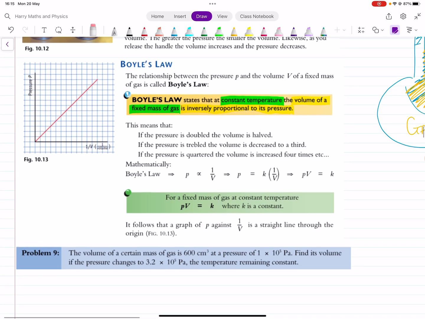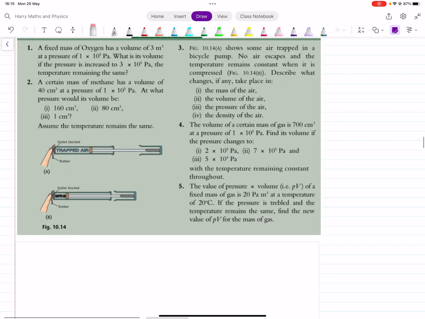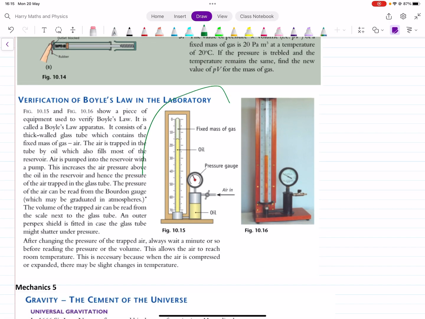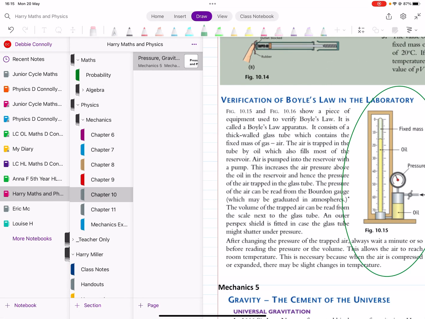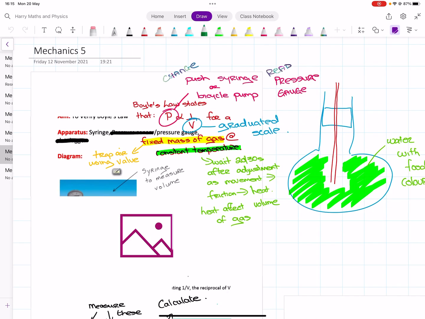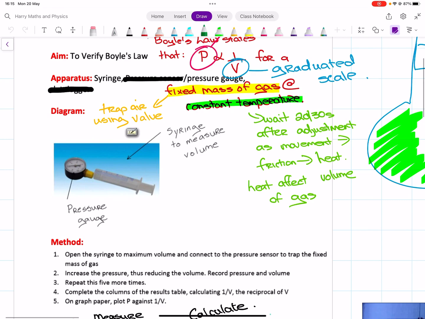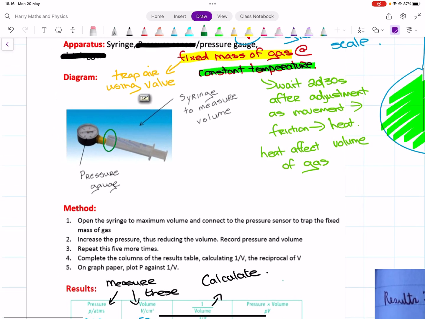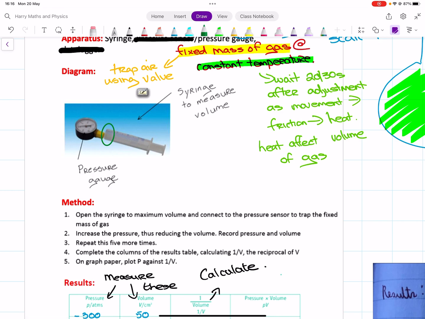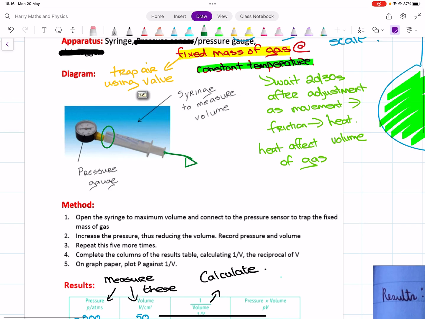Boyle's law. Pressure is inversely proportional to volume for a fixed mass of gas at a constant temperature. There is a mandatory experiment for that one, so I don't know if you did it using this fancy setup or just with a syringe. That's how I do it here, but if you're not sure, you can ask. So we just do it with a syringe like that. You open the syringe to the max volume and connect the pressure gauge to trap a fixed mass of gas. So this would be pulled back so that you have a certain mass of gas.